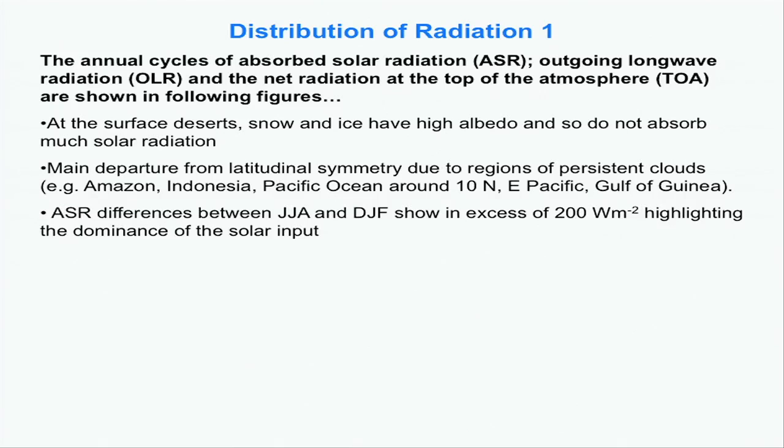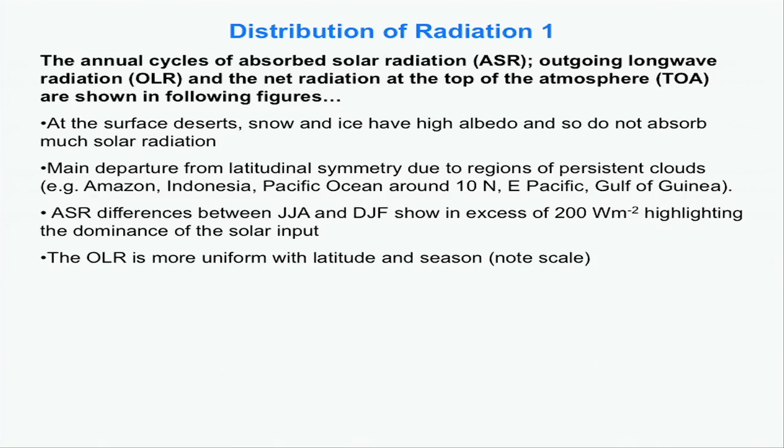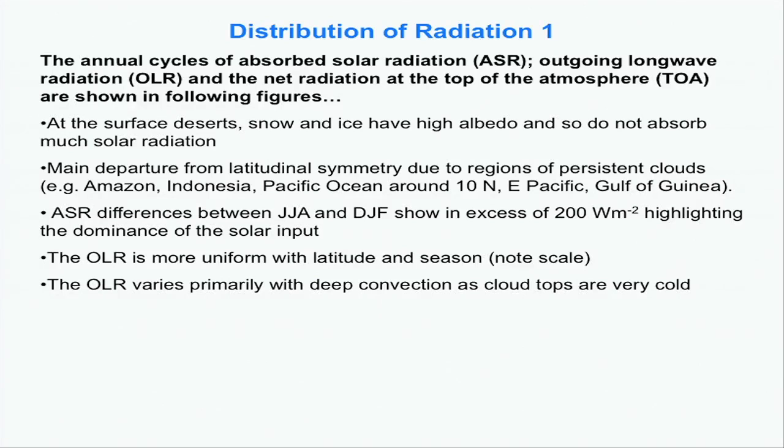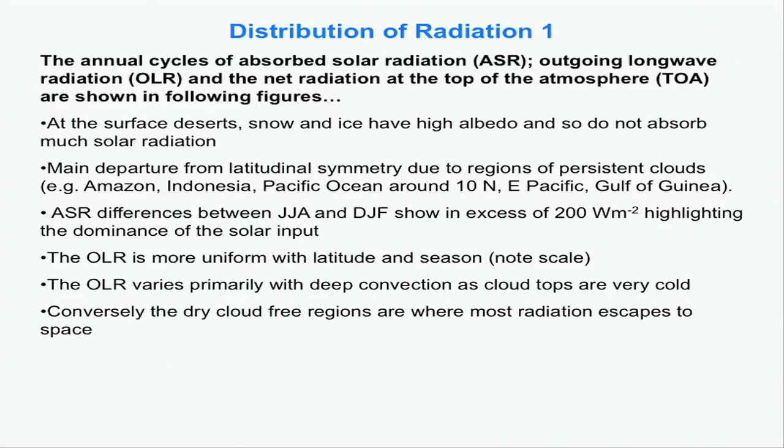When we look at the OLR, long wave, it actually, as we'll see, is much more uniform with latitude and season. Careful about the scale on these diagrams. That essentially varies due to the fact that we've got lots of strong deep convection in certain latitudes, mainly around the equator. And of course, that very deep, strong convection produces very deep clouds, and those cloud tops are very cold. And think about what that means for the OLR. Conversely, the dry cloud-free regions, for example, over the Sahel region, Arabia, etc., those are where most of the radiation escapes back to space.